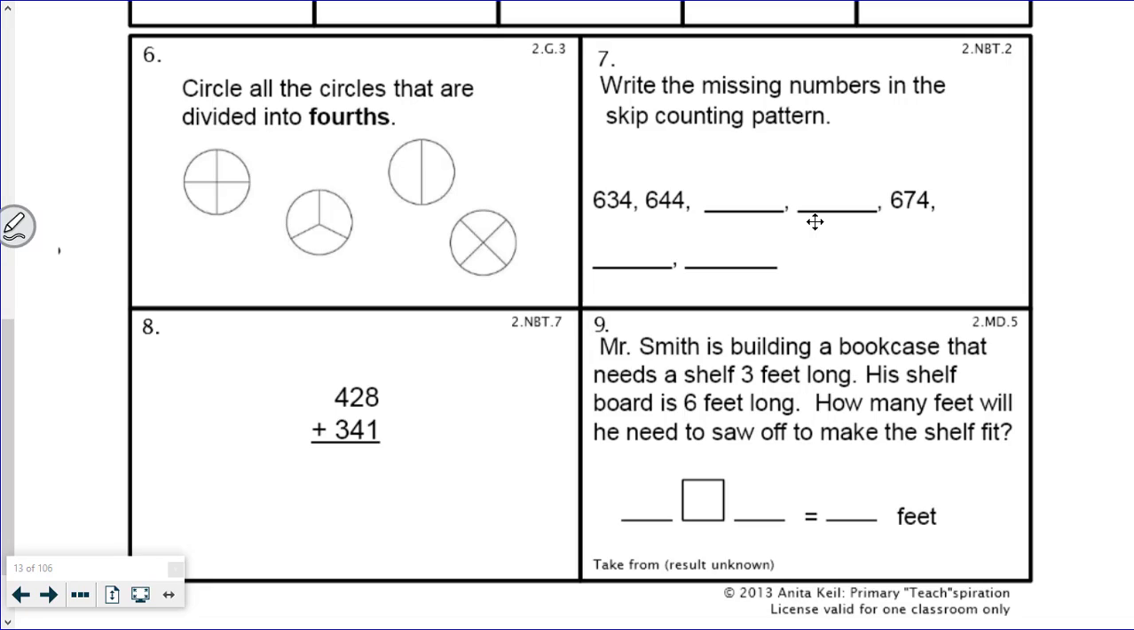Number 8 is a 3-digit addition problem. So we've got 2 addends with 3 digits. You're going to add those up. And number 9, story problem. Mr. Smith is building a bookcase that needs a shelf 3 feet long. His shelf board that he's going to use is 6 feet long. How many feet will he need to saw off to make the shelf fit? So how can he get the shelf board to fit? How many feet is he going to have to take off? All right, pause your video and do number 8 and number 9.